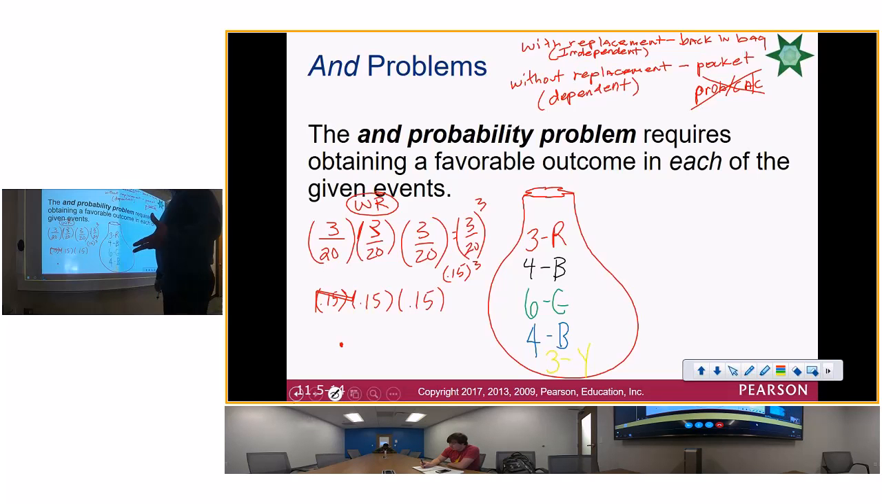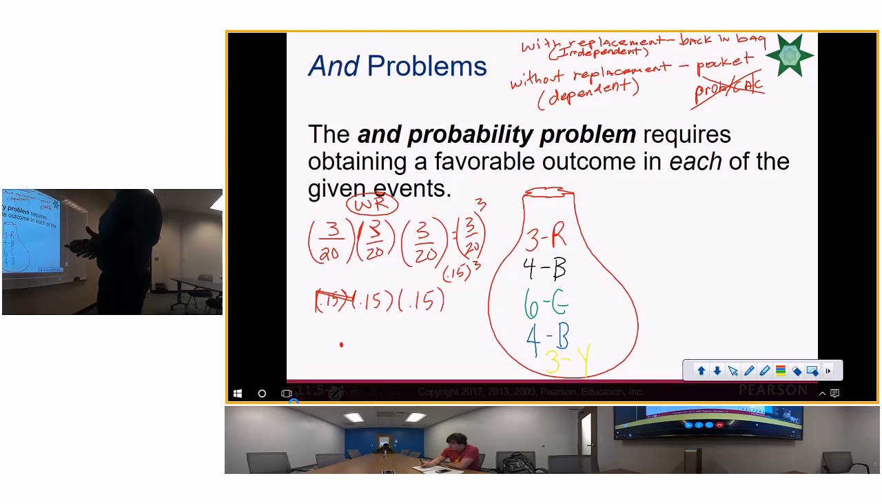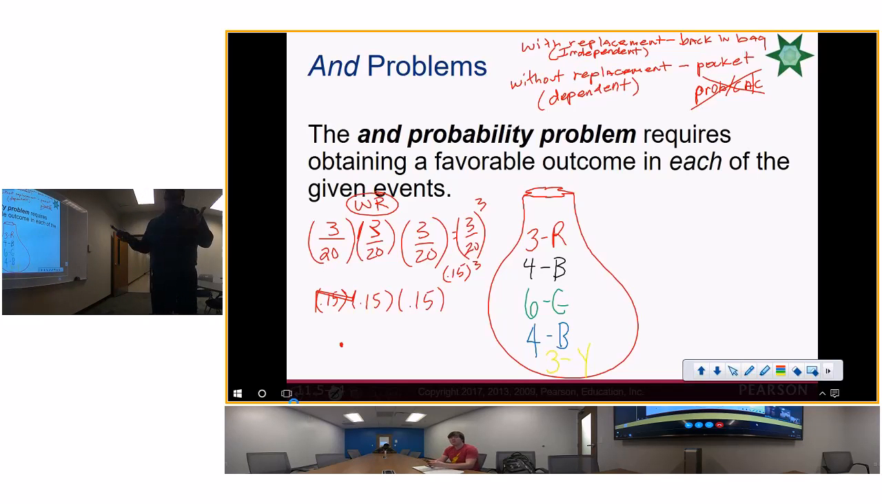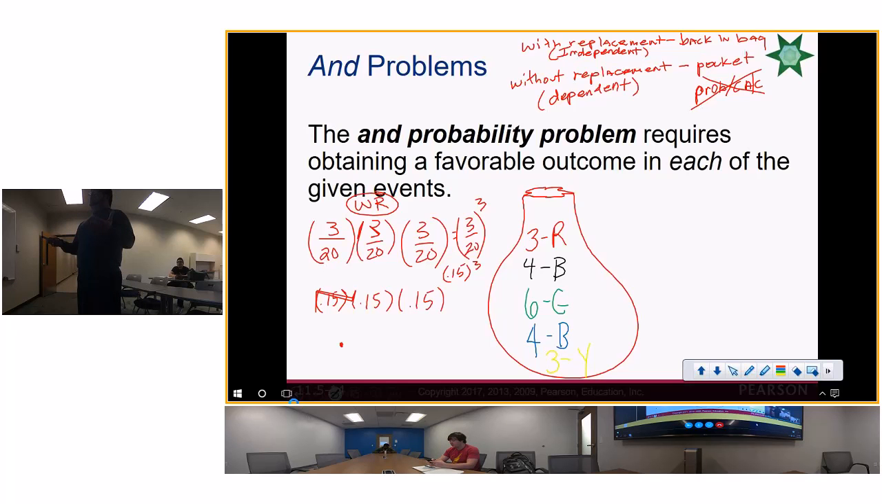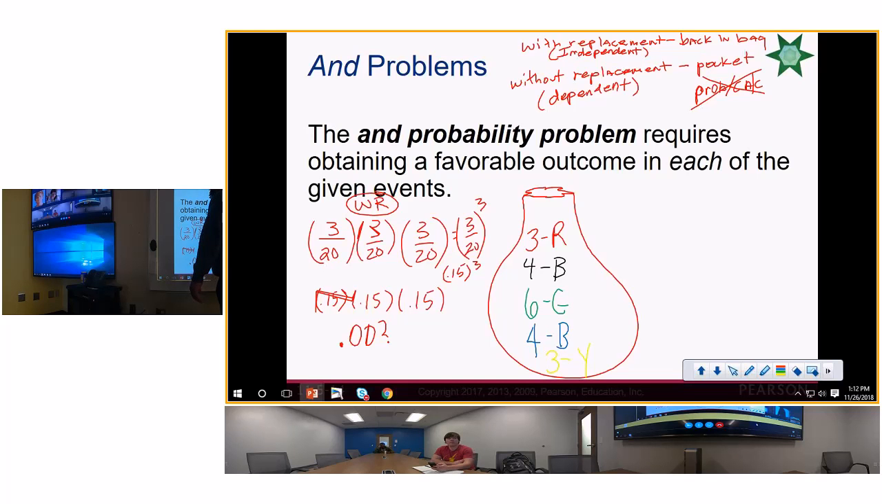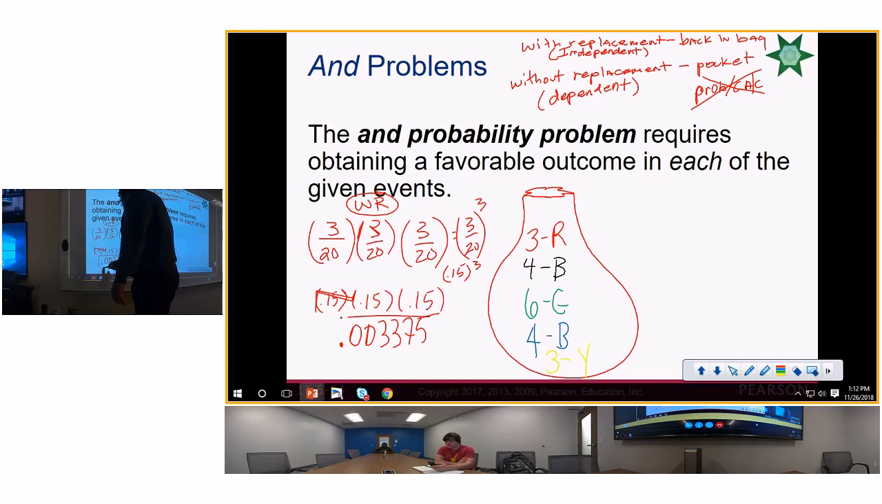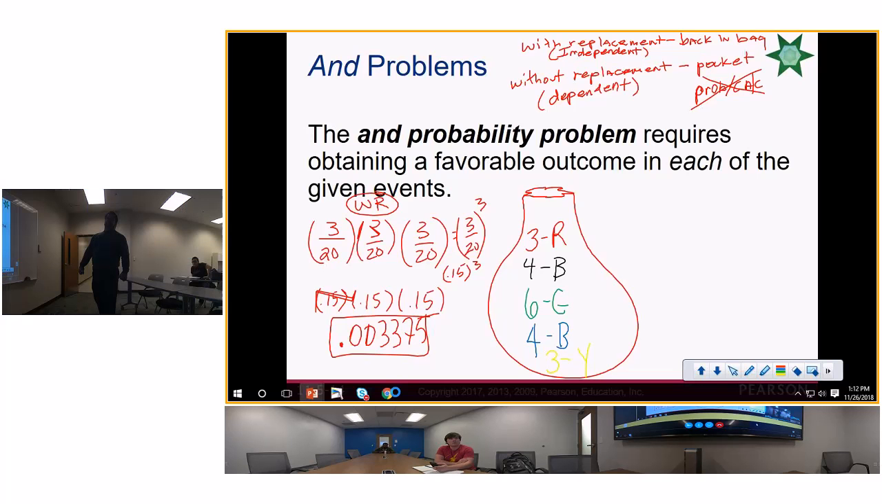That means your calculator. 0.15 times 0.15 times 0.15. Do y'all not have a calculator? I got 0.0. 0.0 what? 0.003375. So you got a 0% chance, basically, of picking 3 reds one right behind the other. Okay, now we're going to do it without replacement.